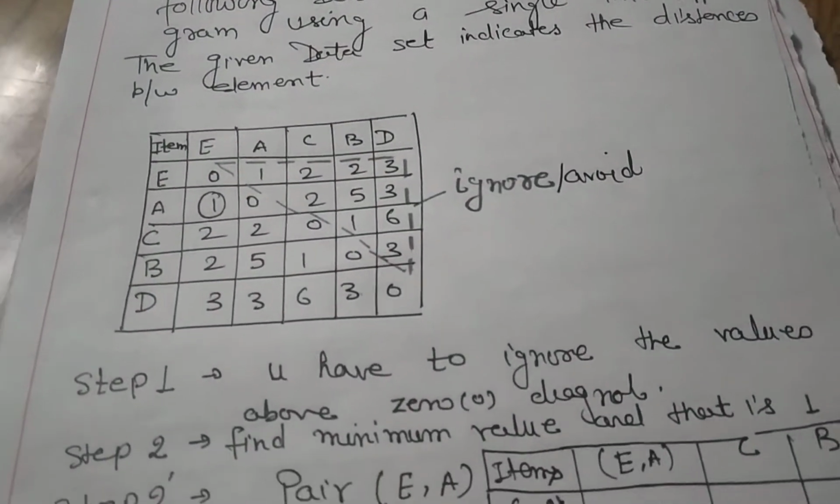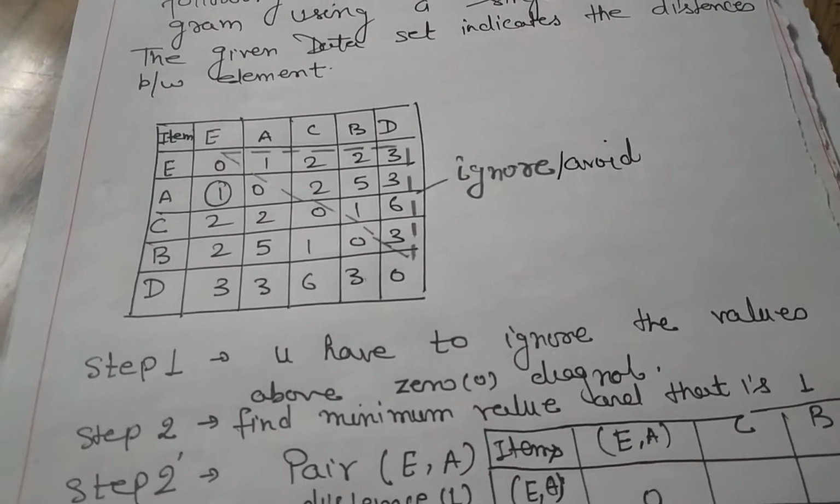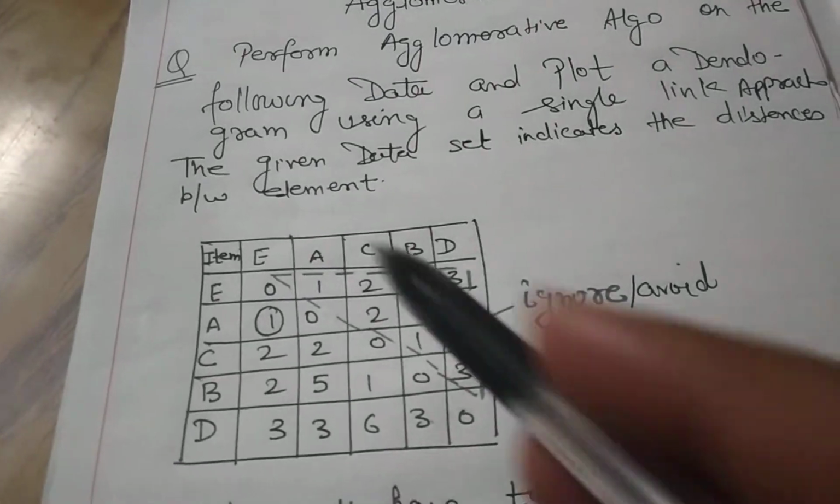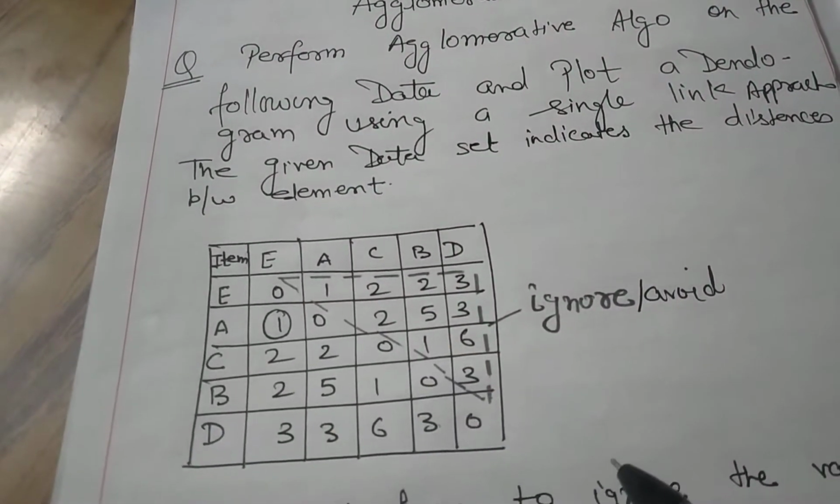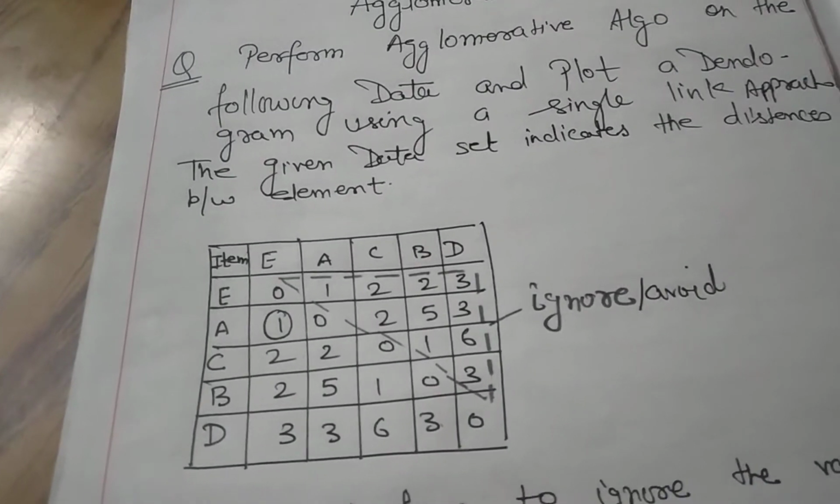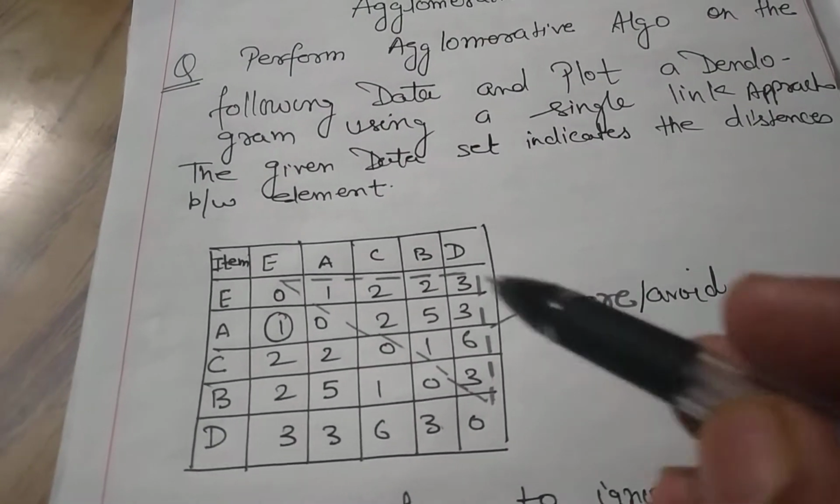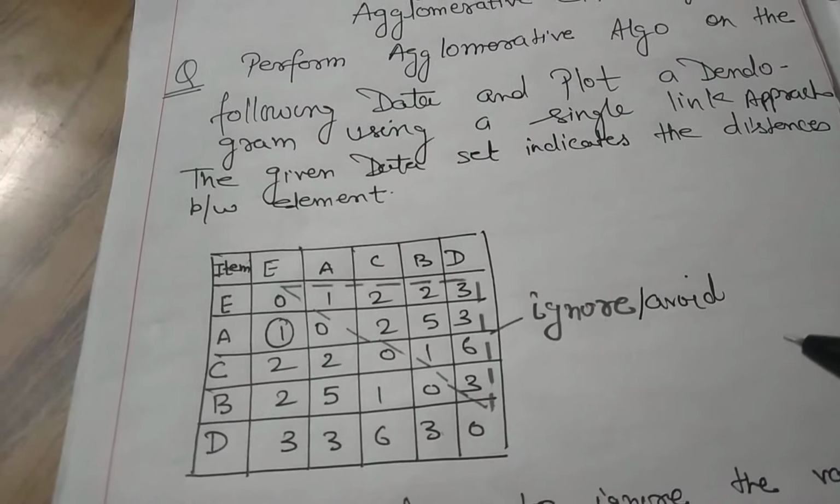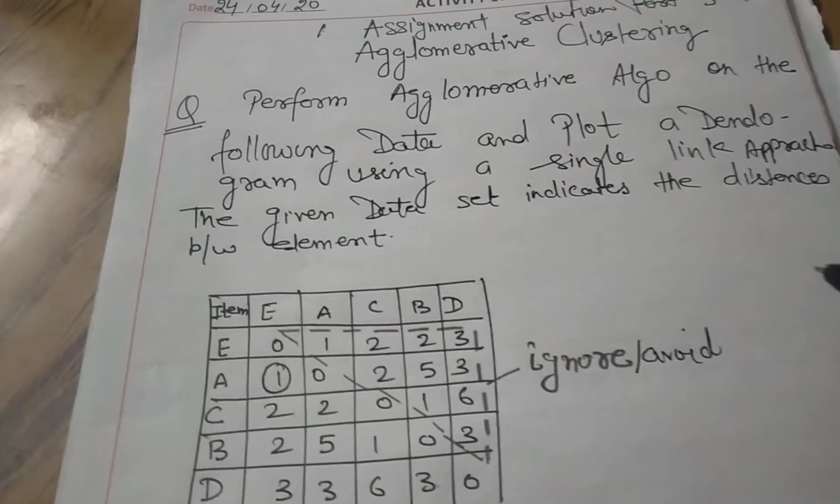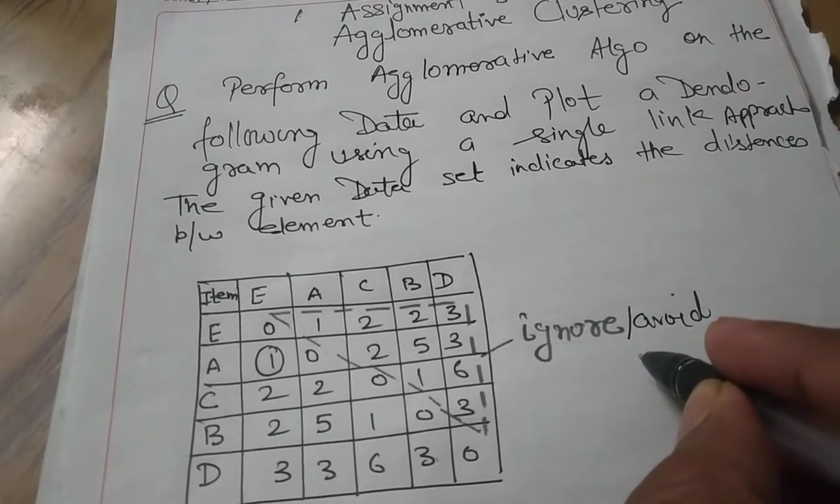First, you have to ignore the values above the 0 diagonal. In the given matrix, this is the 0 diagonal. The distance between an attribute and itself is 0. Above the 0 diagonal you can avoid the values, and the resultant matrix is this one.